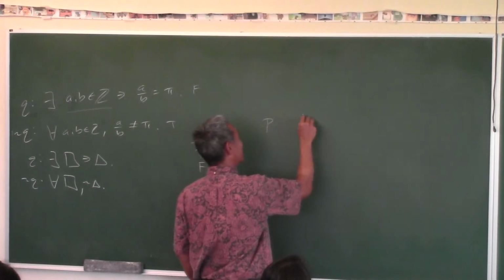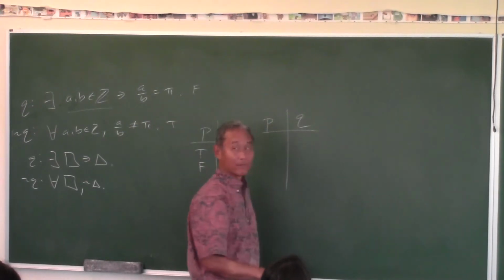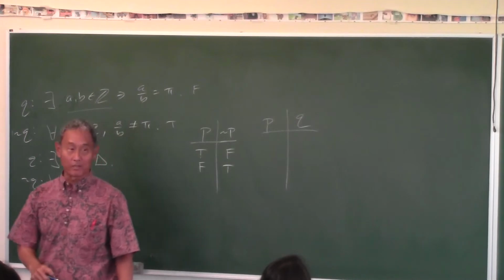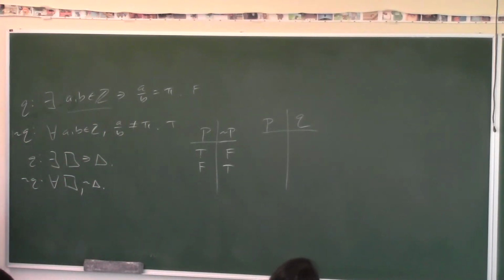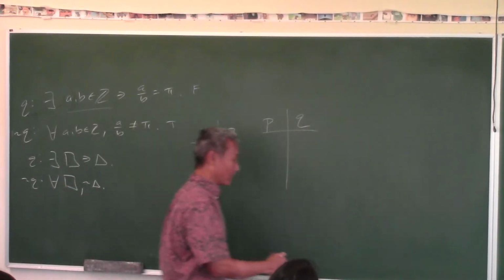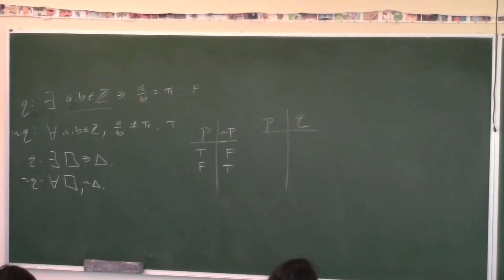Okay, what if you have P and Q? Now, let's say we have two statements. How many possibilities are there going to be in my truth table? Come on, let's use the multiplication principle that we learned in SAT Prep or in Algebra 2. How many possibilities are there going to be?